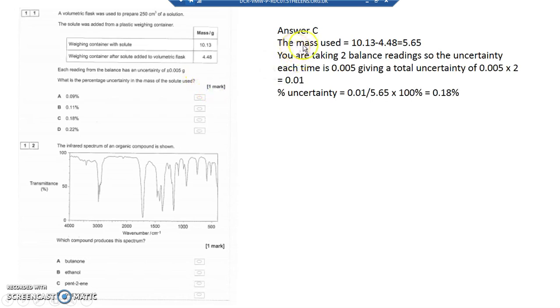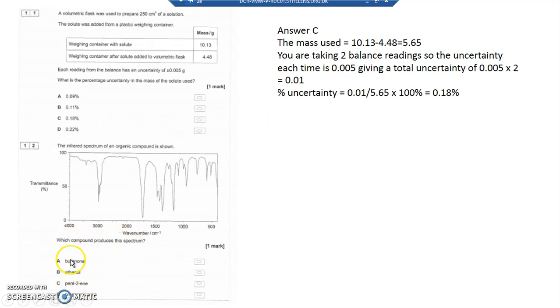Let's have a look at that solution. The mass used 10.13, take away 4.48, 5.65 grams I've added. The balance each time it's used has got an uncertainty of 0.005, and I'm doing two readings on the balance, so I've got to multiply that by 2. So the total uncertainty is 0.005 times 2, which is 0.01. The uncertainty is the small number divided by the big number, 0.01 divided by 5.65 multiplied by 100%, 0.18. The answer is C. Which of these is going to produce this spectrum?